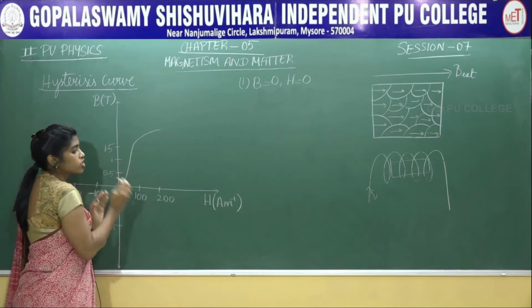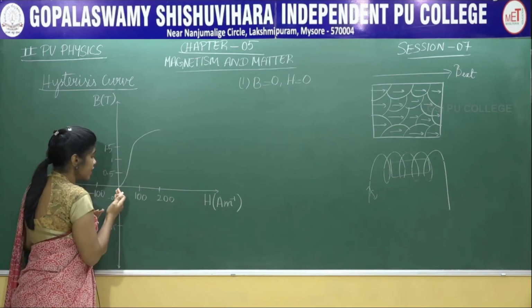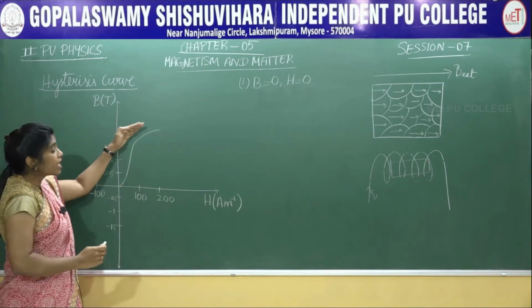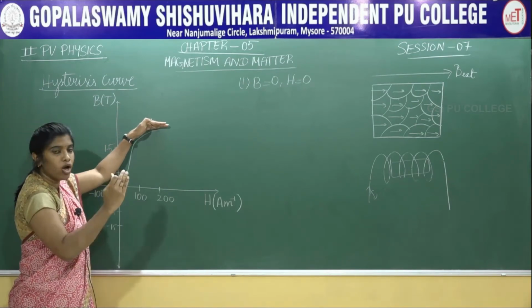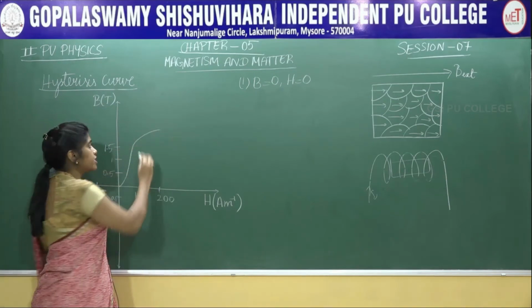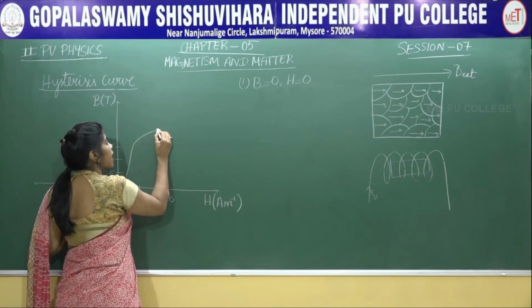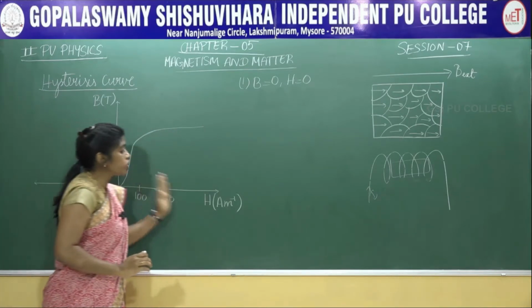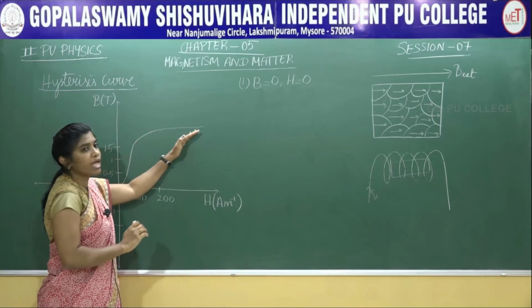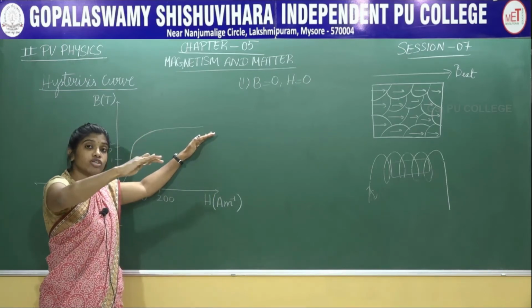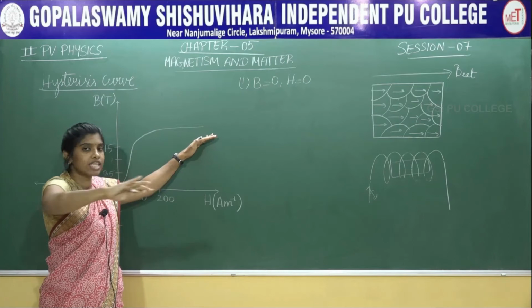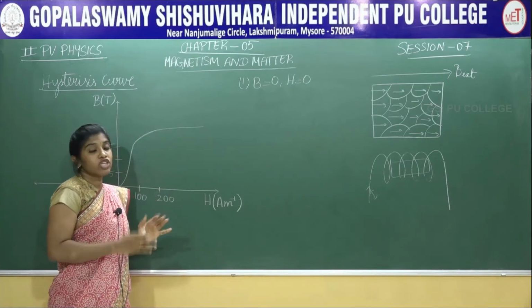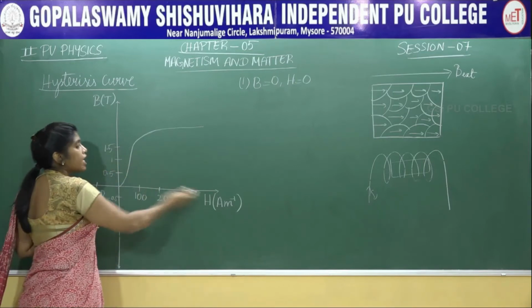So this is how it works. As H increases, the magnetic field also increases, but B increases only up to a certain value and then gets saturated. Saturated means it has reached a maximum value and is not going to change further. Even if you change H, B remains constant. It has reached the saturation value, so further the value of B will be the same. There is no point in increasing H further.